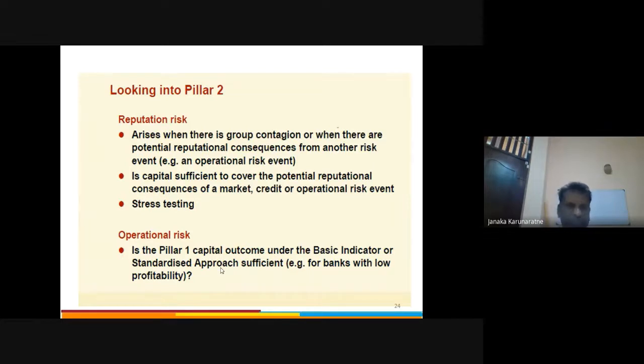Stress testing, so you can do stress testing. Again, the question is operational risk. Is the Pillar One capital outcome under the basic indicator or standardized approach sufficient? Remember, the capital is based on gross income. If your gross income is low, naturally your capital adequacy requirement is low. Is it right? Whenever you have low profitability and low gross income, then the required capital is low. Is it sufficient? So you have to think.